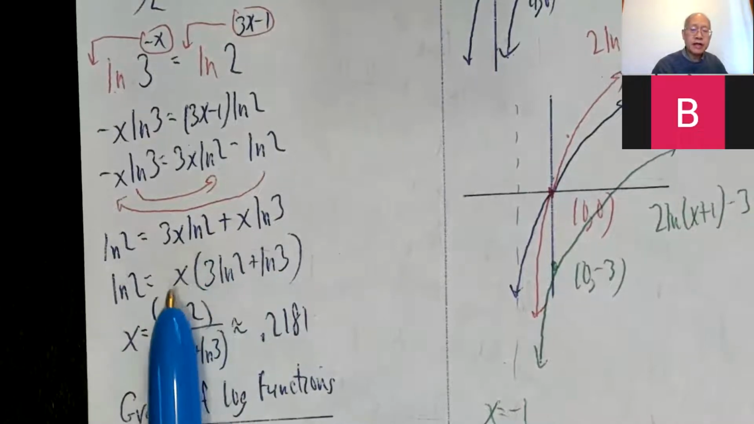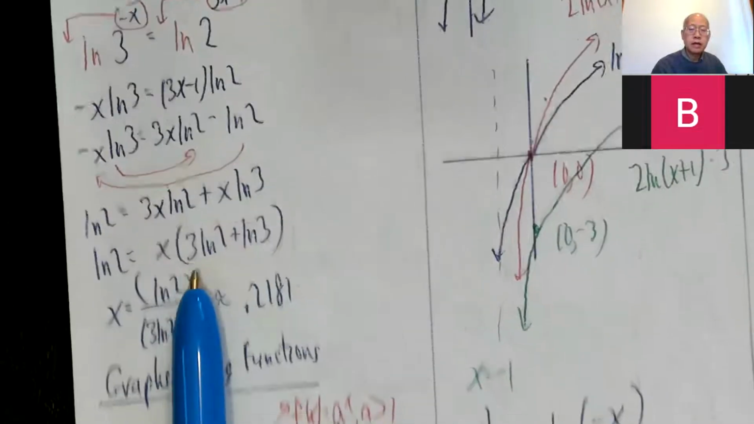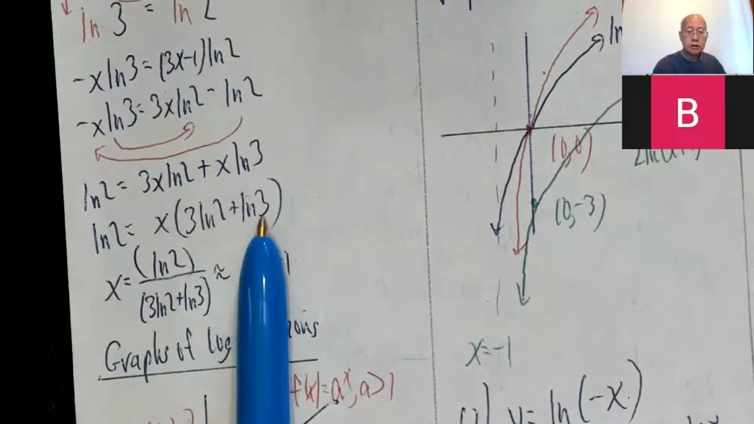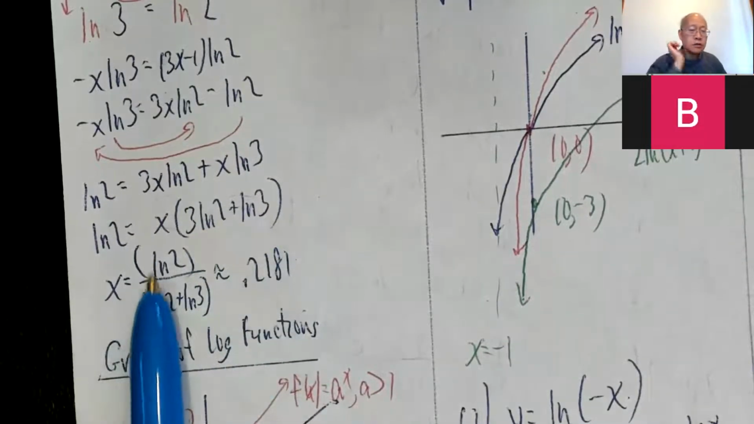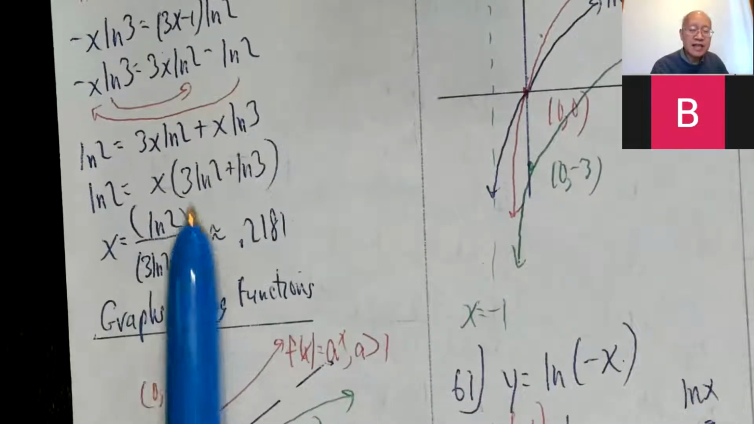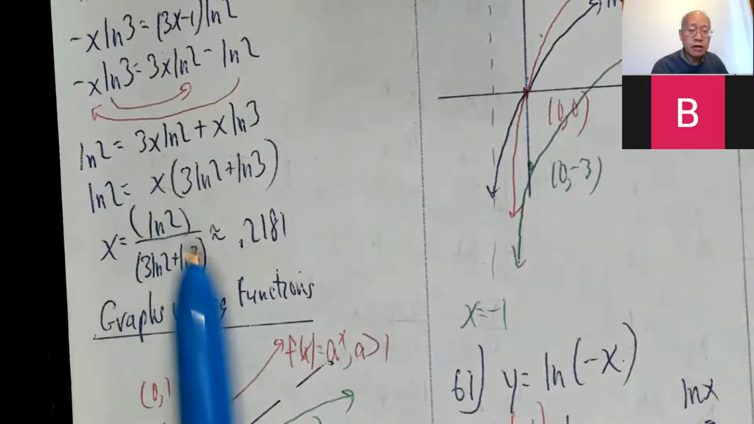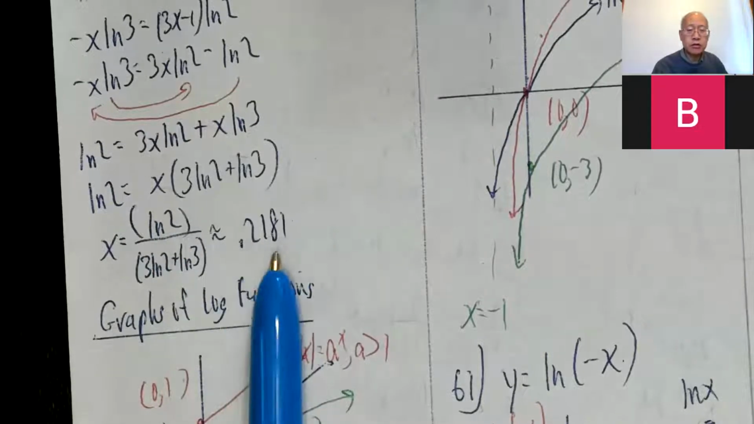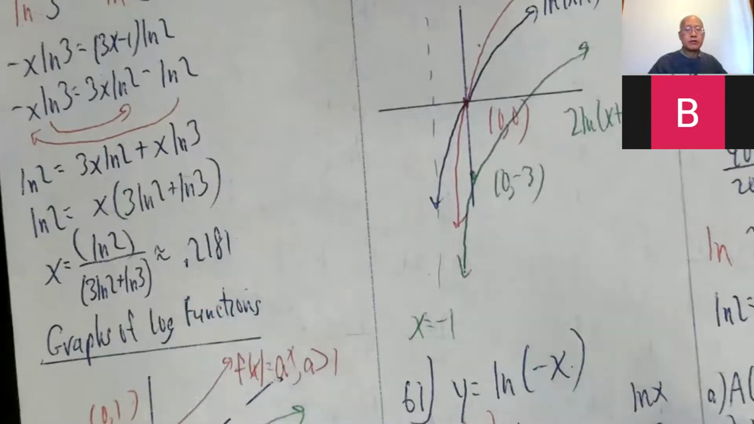Now you factor out the x and divide by this factor. So x is ln 2 over 3 ln 2 plus ln 3. Okay, this is considered the exact answer. I want the exact answer. And then your decimal approximation, 0.2181. And there we go. Okay, let me actually try to show that to you.